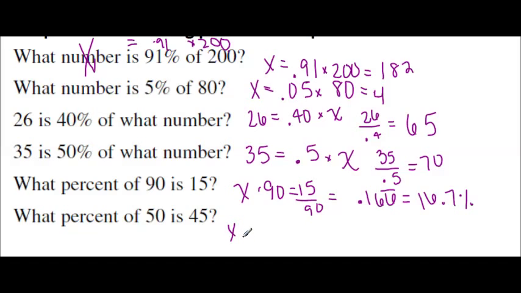X times 50, what percent of 50 equals 45? Oh, that's not going to work. Ran out of room. So, let me get the division over here. Dividing with a division symbol or fraction bar, all the same. 45 divided by 50 gives me an answer of 0.9, which I turn into a percent by multiplying by 100, and that gives me 90%.